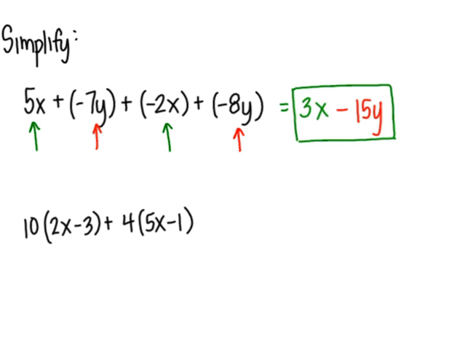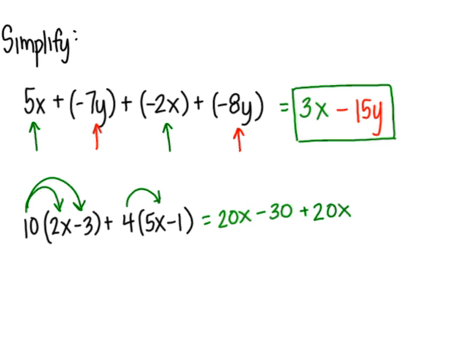Our last problem is a distributing one. We have 10 times parentheses 2x minus 3 plus 4 times parentheses 5x minus 1. I'm going to start by distributing the 10 through its set. So 10 times 2x would give me 20x, and 10 times minus 3 would give me minus 30. I'm going to multiply the 4 through its set. 4 times 5x would give me 20x, and 4 times negative 1 would give me negative 4.